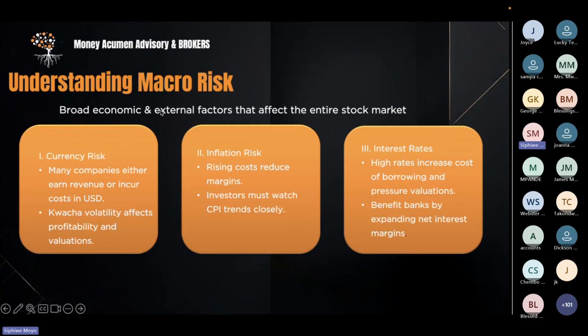Okay, the last group of risk here that we need to understand is macro risk, and this really is what factors affect the entire stock market. These are economic and external factors that affect the entire stock market. Things like currency, inflation, and interest rates.